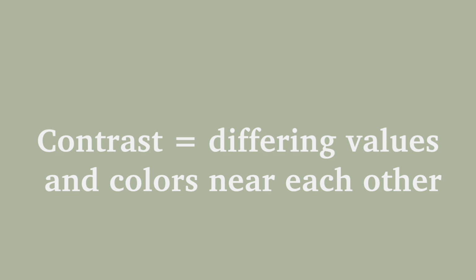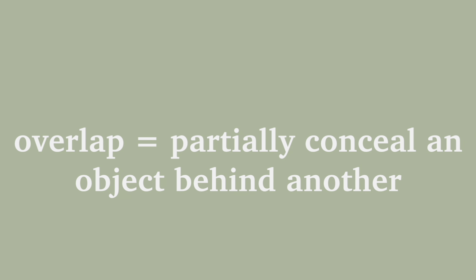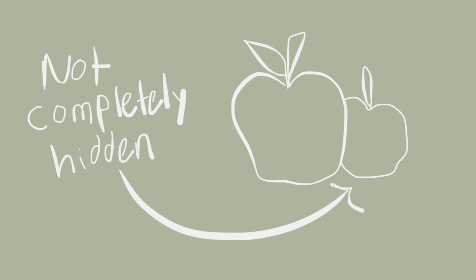Contrast is another wonderful method. Contrast means to put differing values and colors, and sometimes shapes, next to each other. This helps all the elements of your art pop and stand out. Lastly, we've got overlapping. Overlapping is when you partially conceal one object behind the other without making it 100% disappear.